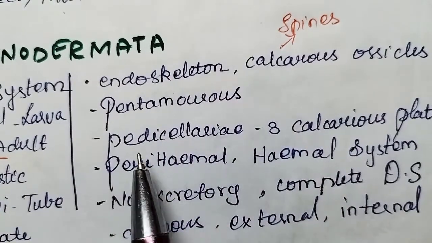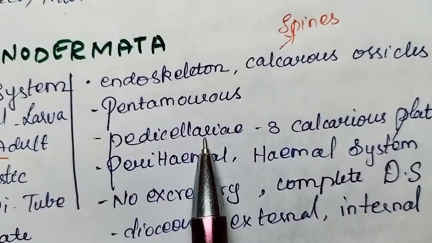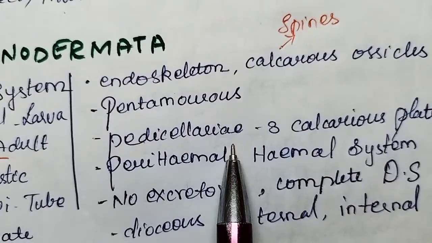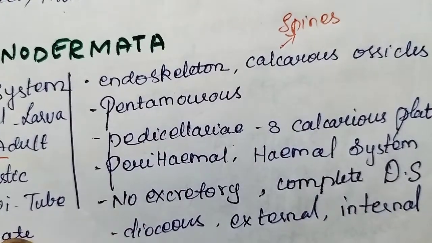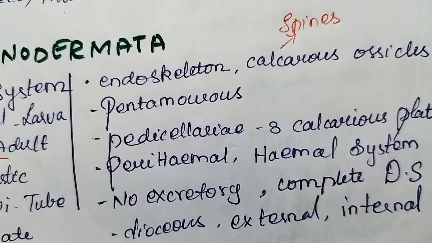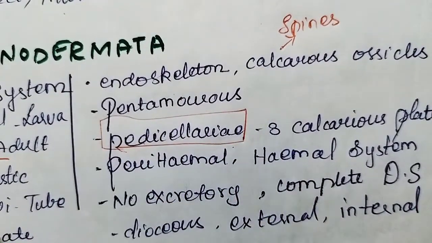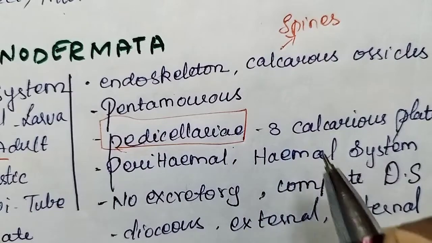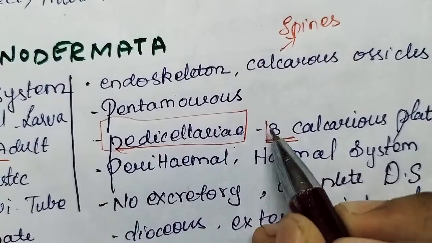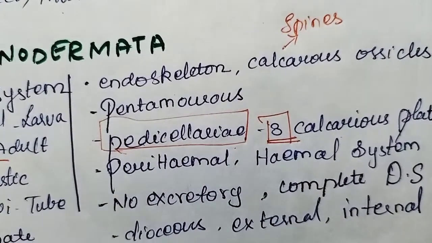And a special feature is pedicellariae. They have pedicellariae to keep the surface clean between the spines. So there is a certain structure called pedicellariae which keeps the surface clean between the spines. If they are present, they have three calcareous plates, three in number. This is constant, till now, as we have discovered.